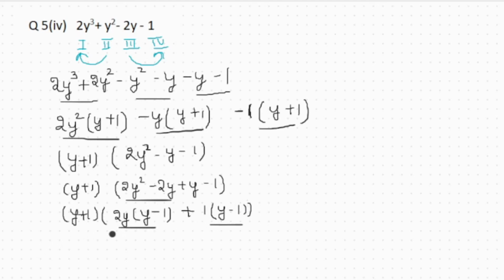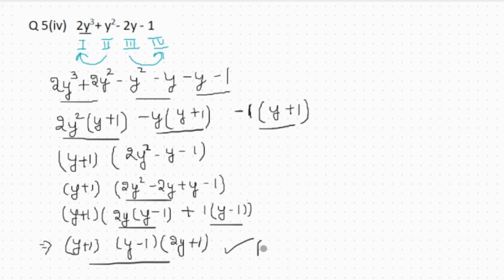Now from these two terms, what is common? Yes, y minus 1. And in the bracket what are we left with? 2y plus 1. So here we can see the polynomial is in the form of a product of three factors. Actually it's a cubic polynomial, so we'll have the answer in the form of a product of three factors.